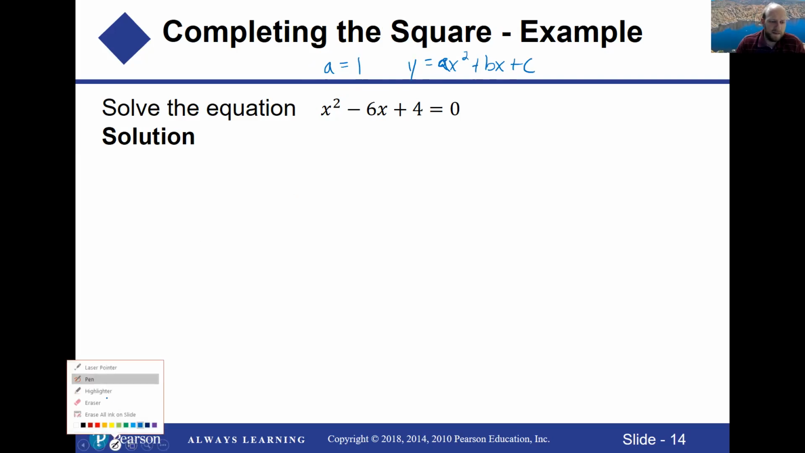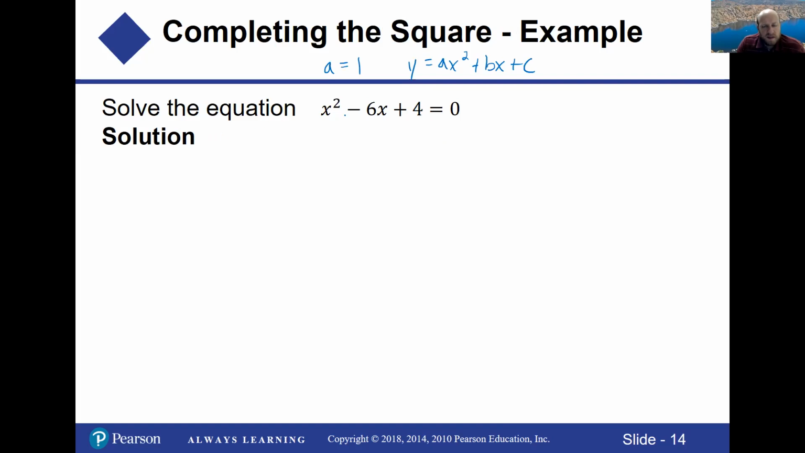Let me just erase that. You always want to check what a is equal to. If it's equal to 1, we're golden, we can keep going. If it's not equal to 1, we have to do a little bit of work first, and I'll go through an example on that. But let's solve this equation.